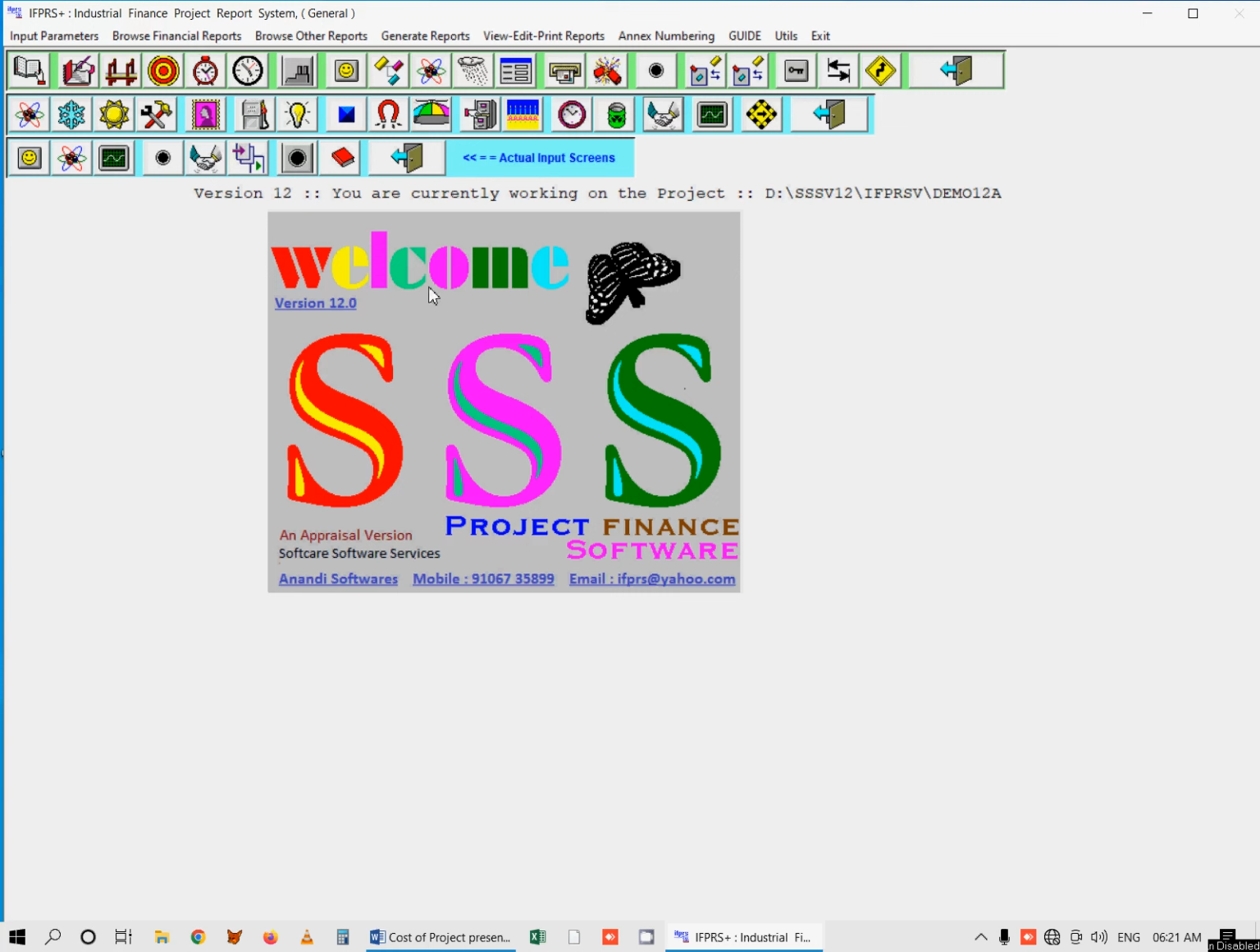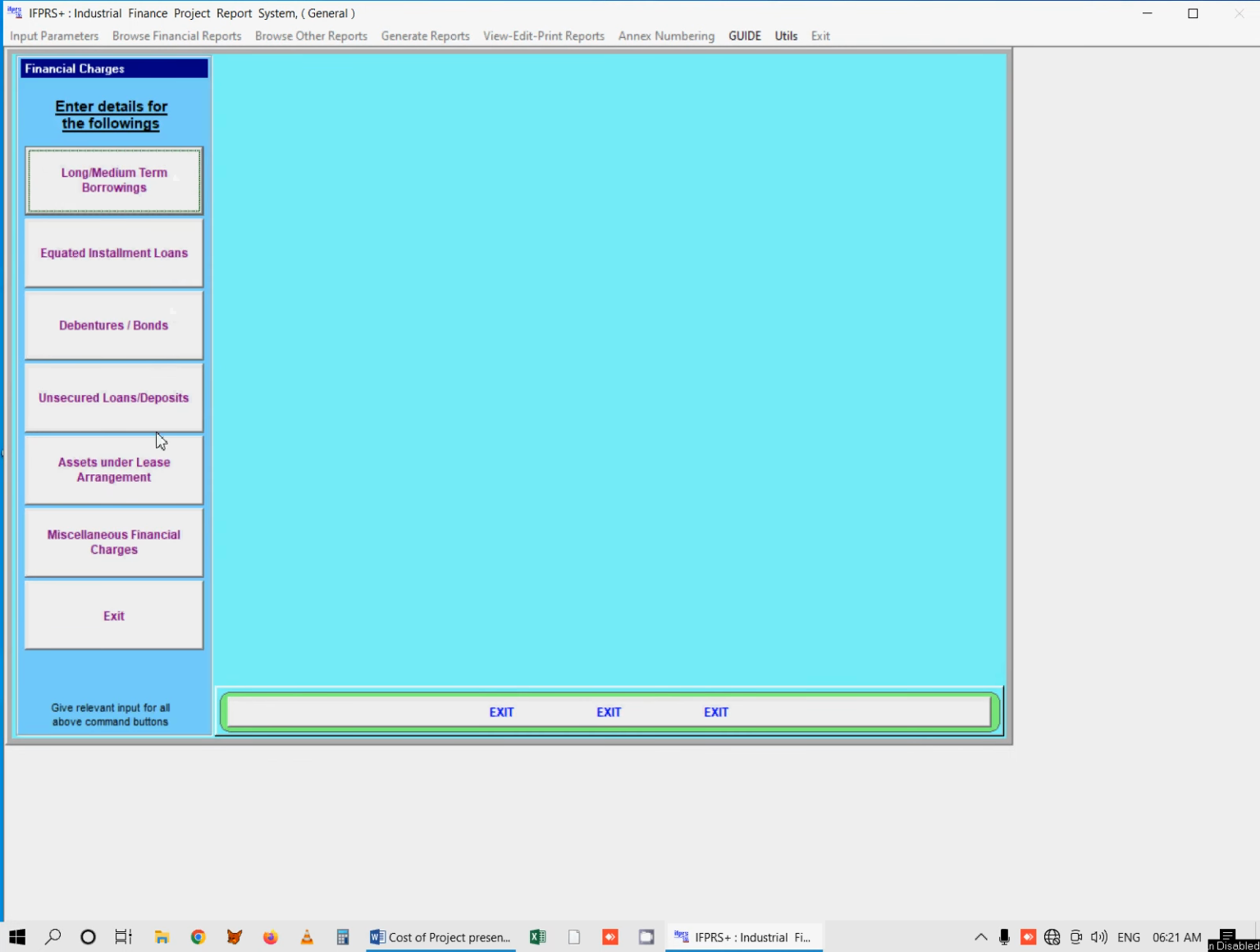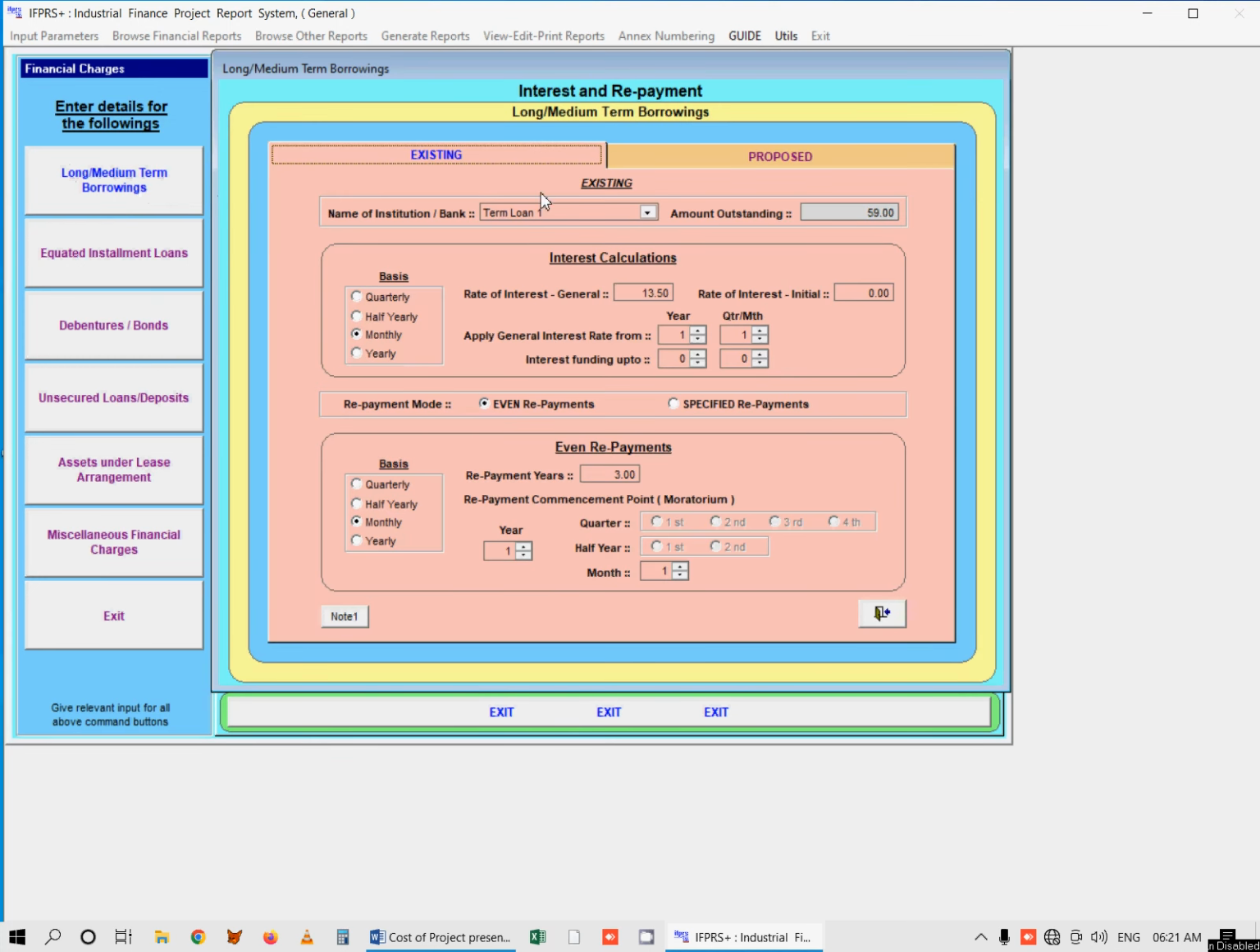Now we move to the detailing of the related financial terms under cost parameters. The side panel refers to the various categories of borrowings as interest and repayment for term loans, equated loans, debenture bonds, unsecured loans and deposits, lease charges, etc. Now getting over to interest and repayment of various term loans. All your defined term loans will be shown separately under the existing page and proposed page. To state terms, select the term loan from the drop down box.